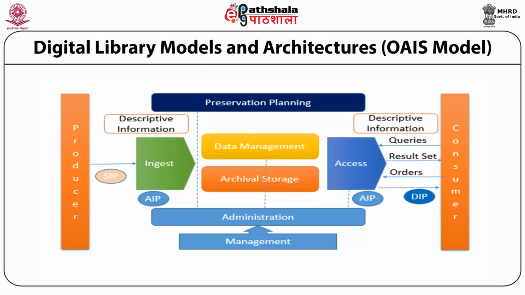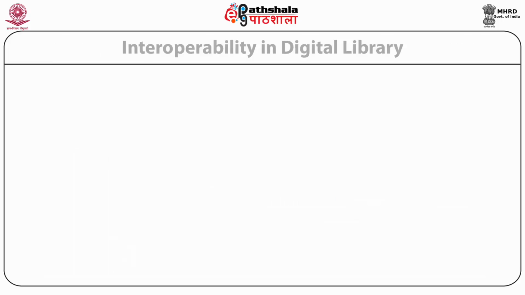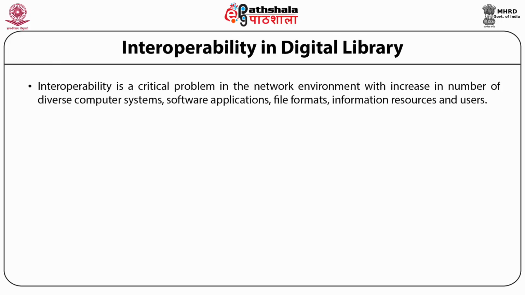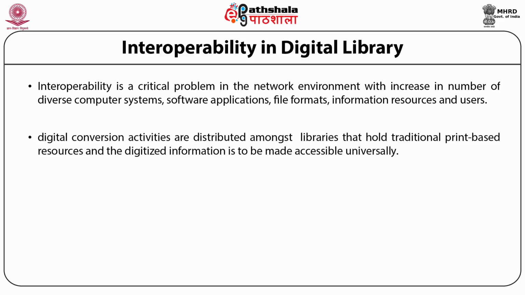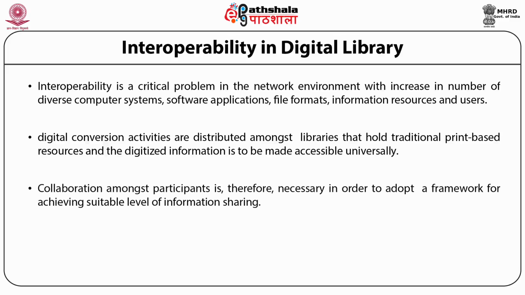On your screen you can see the interaction between various components of the OAIS model. Now let's talk about interoperability in digital libraries. Interoperability is a critical problem in a network environment with an increase in the number of diverse computer systems, software applications, file formats, information resources and users. Digital conversion activities are distributed amongst libraries that hold traditional print-based resources and digitize information to be made accessible universally. Collaboration amongst participants is therefore necessary in order to adopt a framework for achieving a suitable level of information sharing.